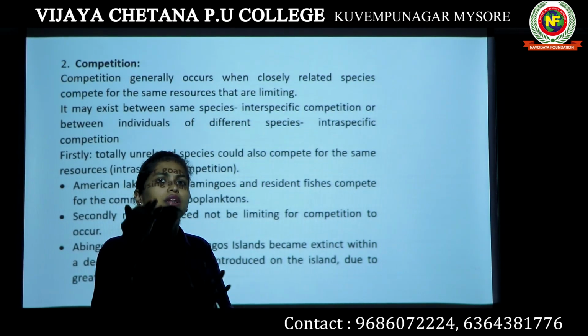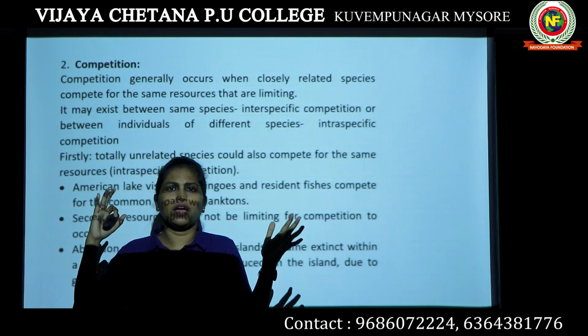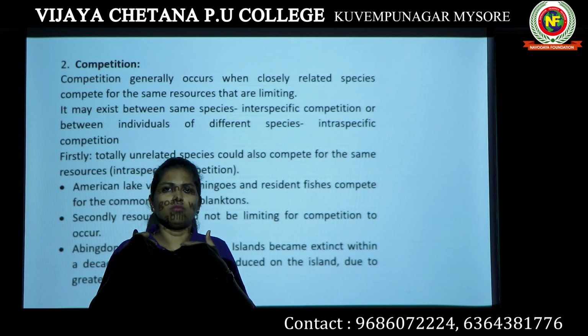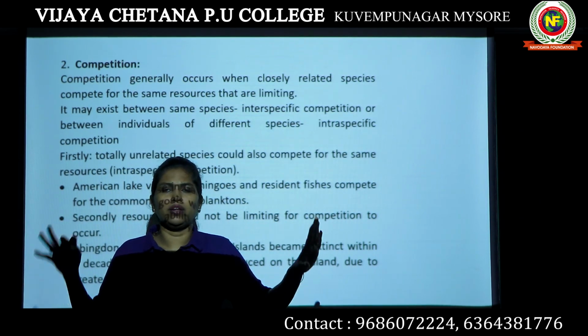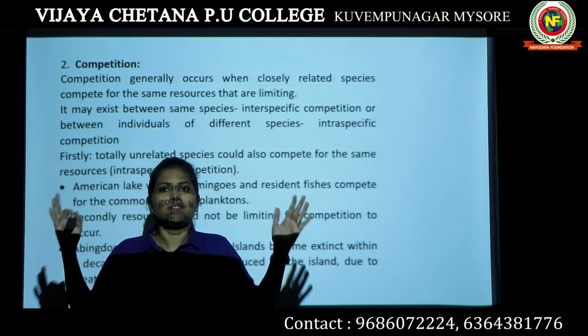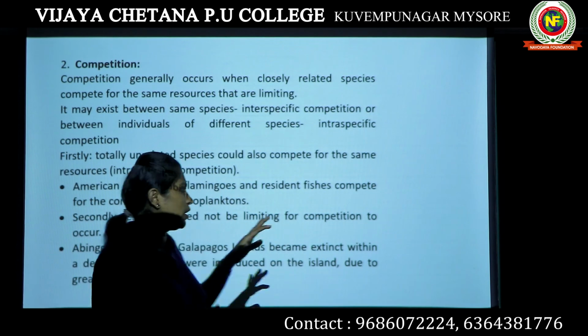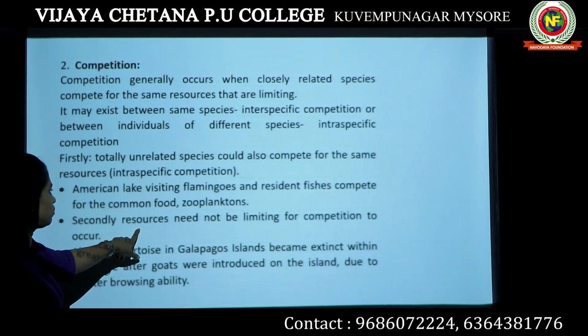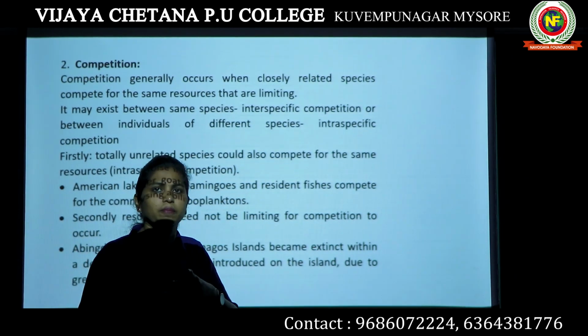Imagine there is one tiger and one lion. There are almost 10 deer. It is very much sufficient for one tiger and one lion. Still, they both will fight. So that explains that resources need not be limiting for competition to occur. Still, the tiger and lion can fight.